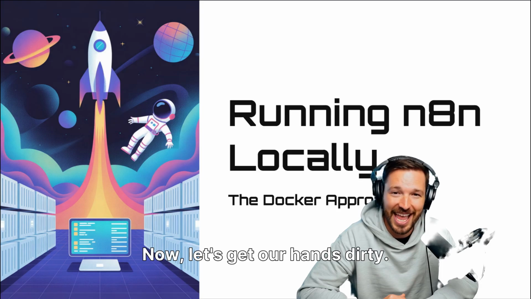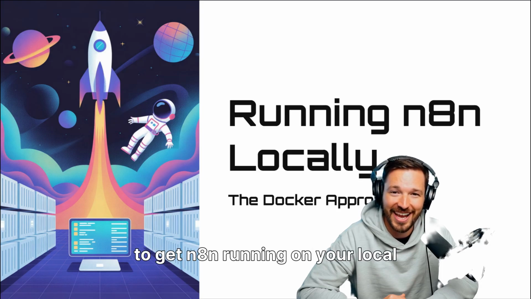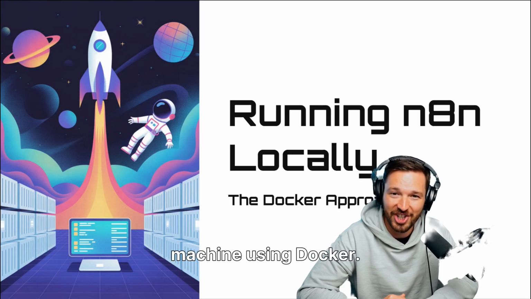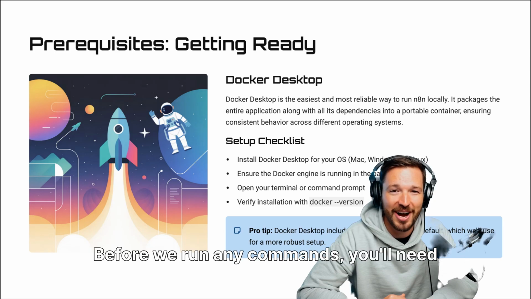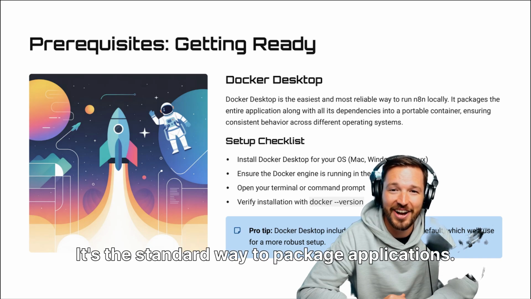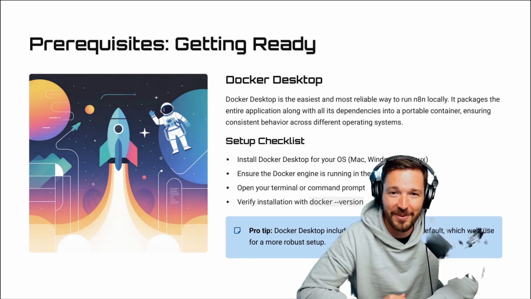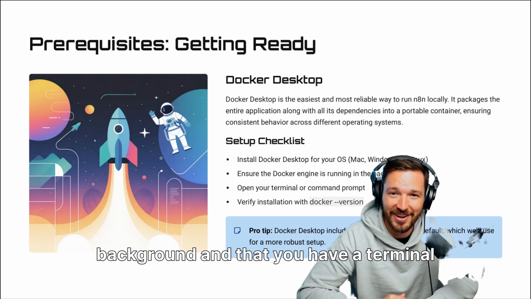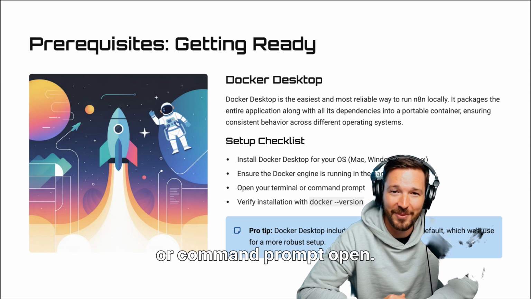Now, let's get our hands dirty. We are going to look at how to get n8n running on your local machine using Docker. Before we run any commands, you'll need Docker Desktop installed. It's the standard way to package applications. Make sure Docker is running in the background and that you have a terminal or command prompt open.